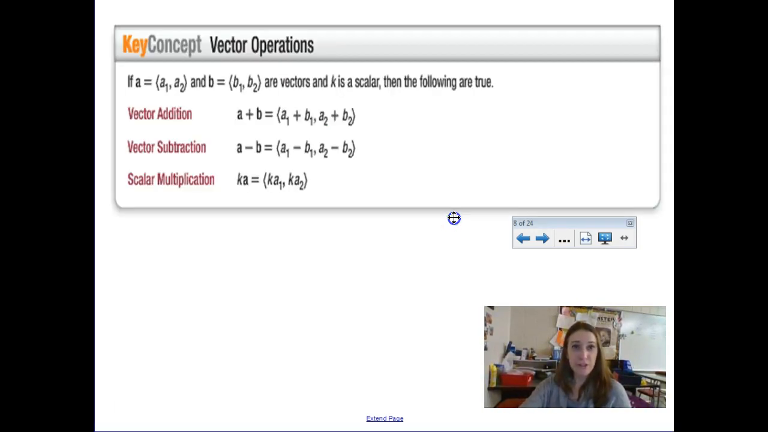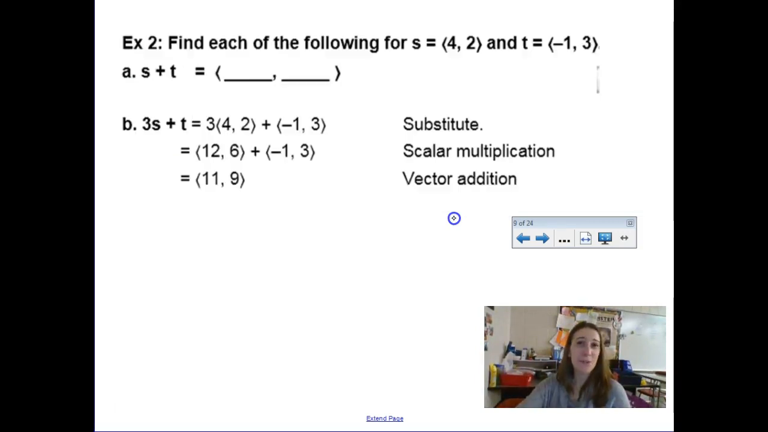Okay, vector addition. You add the parts together. It's not rocket science, is it? Now, vector subtraction, you have to be careful because you're adding negative b, so it has to go in that order, so just be careful. And then scalar multiplication works exactly how you think it would. It just multiplies everything by that scale factor.